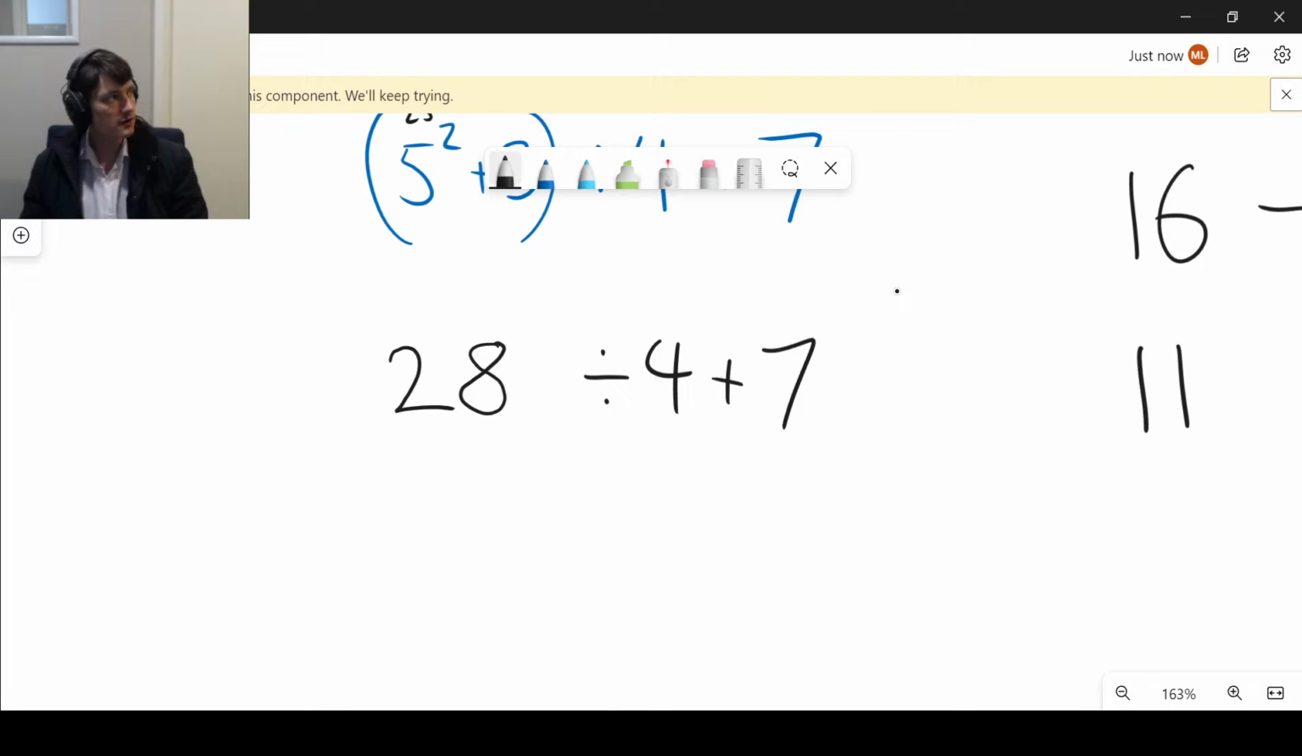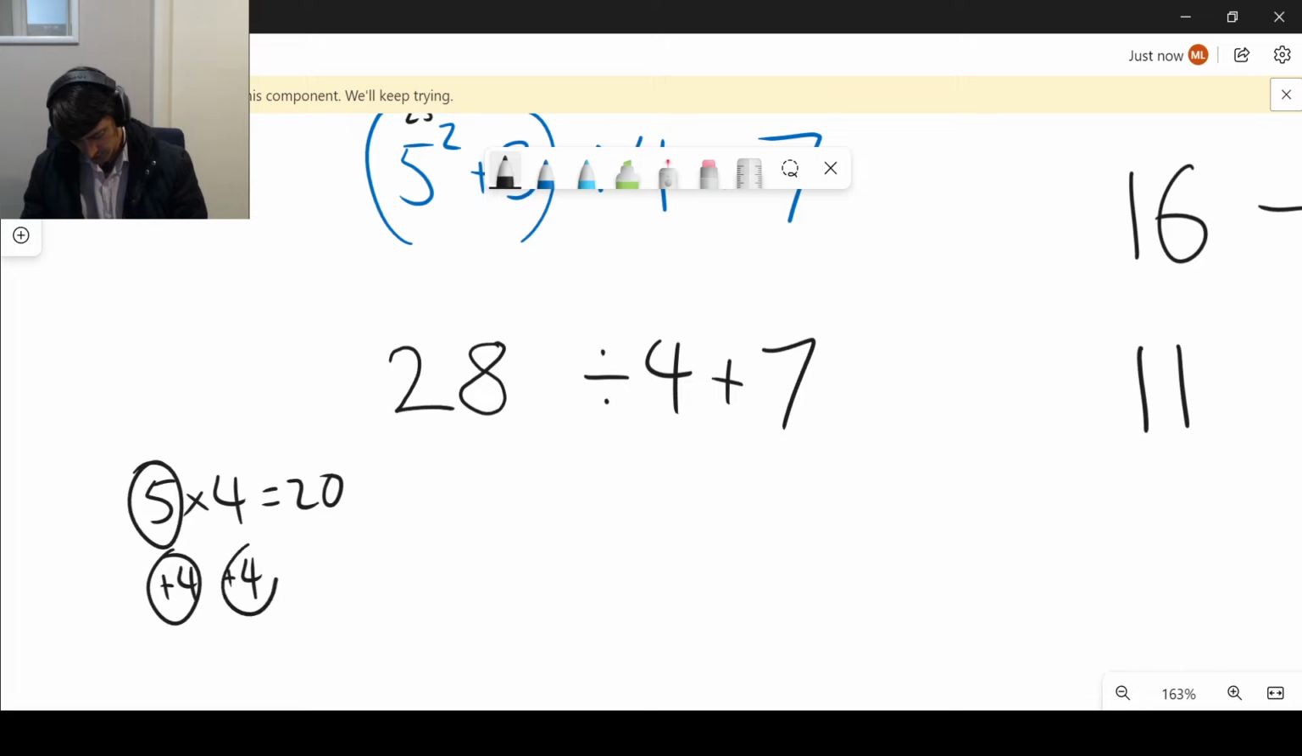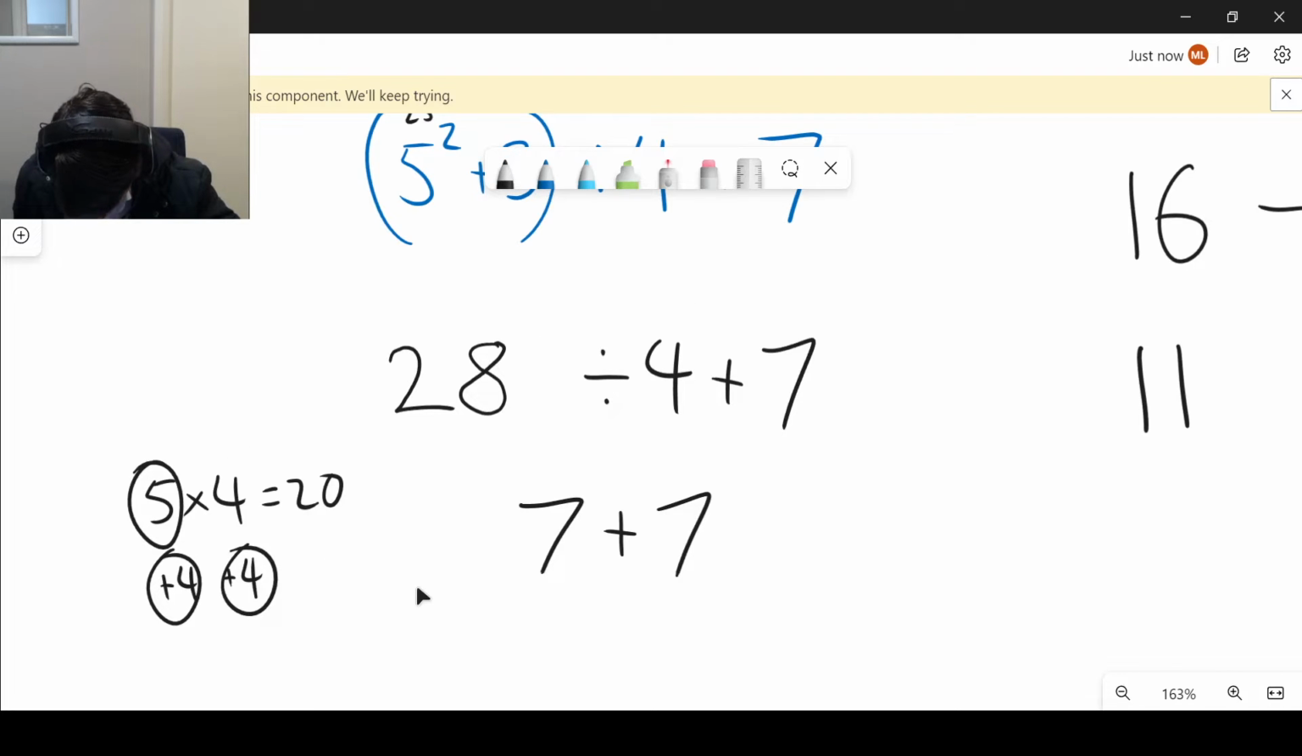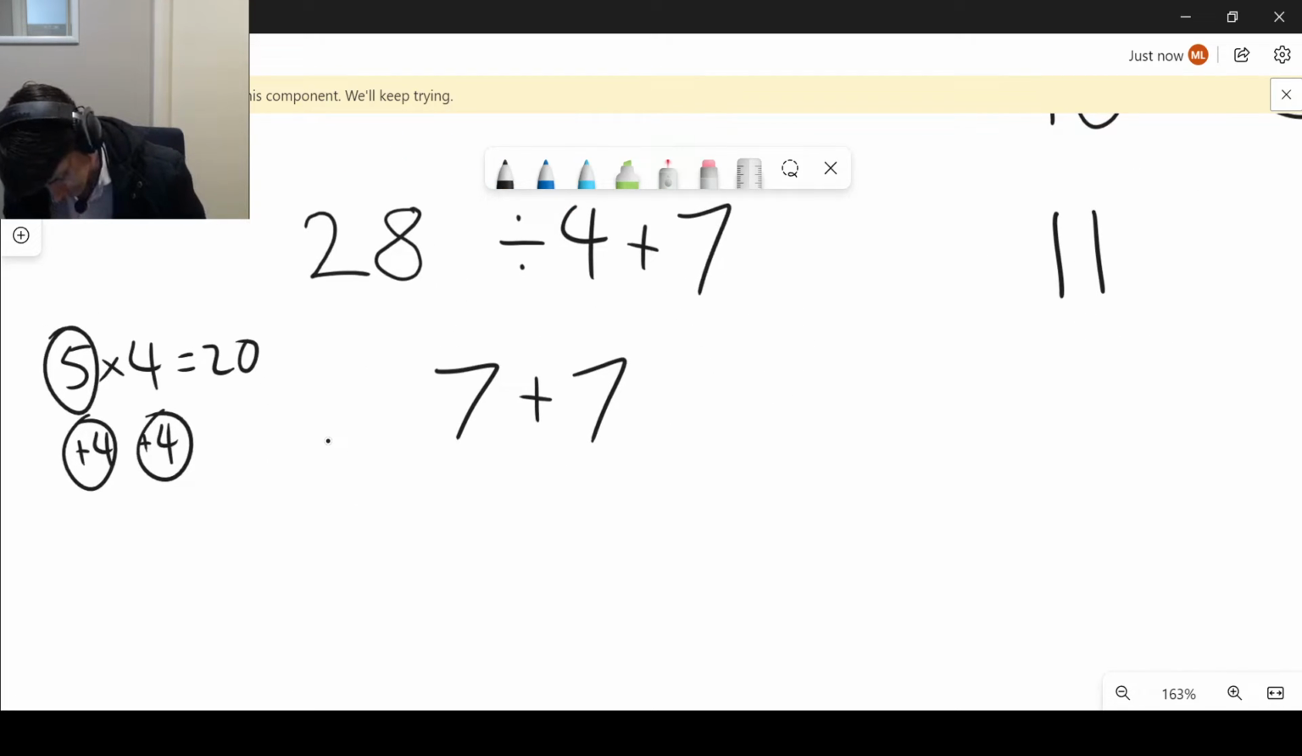What would 28 divided by 4 be? I think 7. Let's find out. If I did 5 times 4 is 20. So I need another 8, so that's another 2 4s. Plus 4, plus 4, so that's 5, 6, 7 times. Yep. So we get 7 plus 7. And that's the last bit to do. 7 plus 7, double 7, 14.